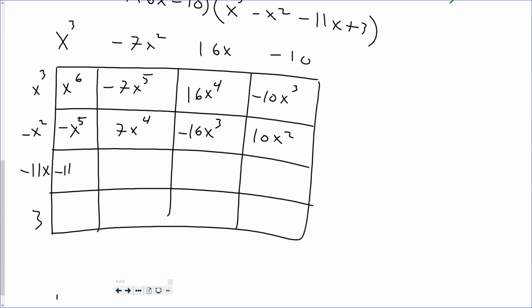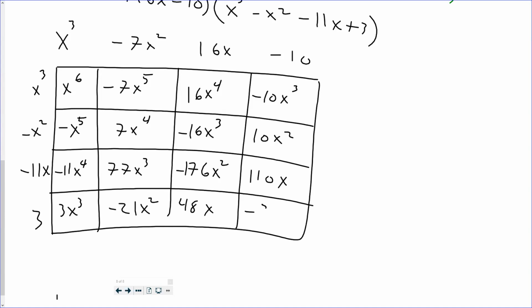Then negative 11x to the 4th, 77x cubed. What's 16 times 11? 176. All right, 176x squared, and then negative 110x. Then 3x cubed, negative 21x squared, that's 48x, and negative 30. Are we good so far?